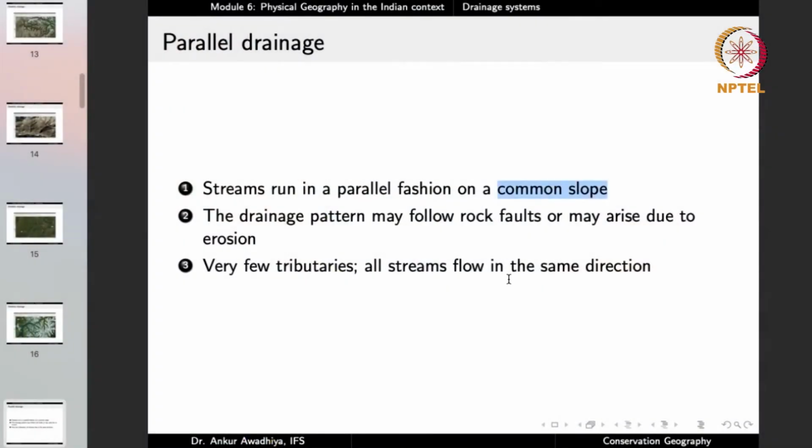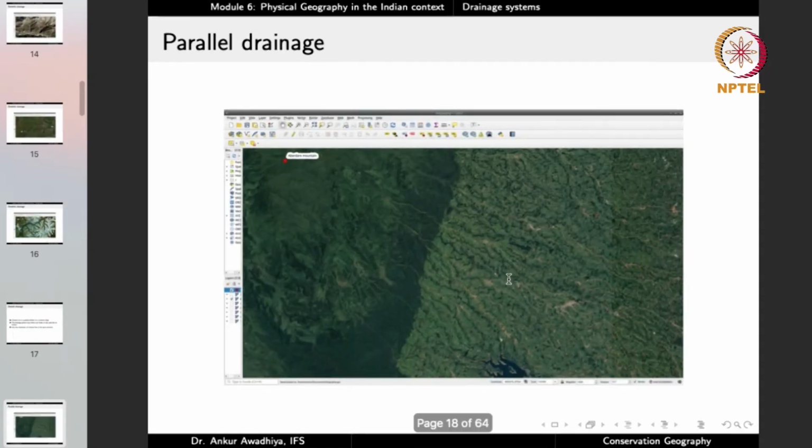So in parallel drainage, streams run in a parallel fashion on a common slope, either following the rock faults or arising out of erosion over long periods of time. Very few tributaries, and all the streams flow in the same direction. This is an example. So in this case, you have all these different streams that are flowing like this. Because this area is a highland, this area is a lowland. So you have a slope in this direction and all these streams are following this slope.